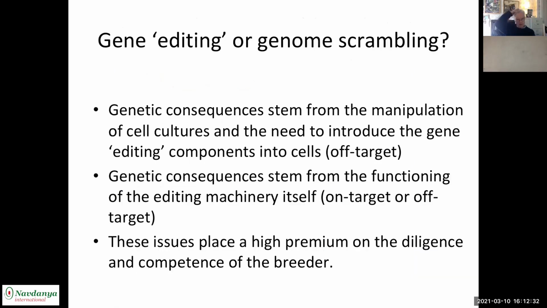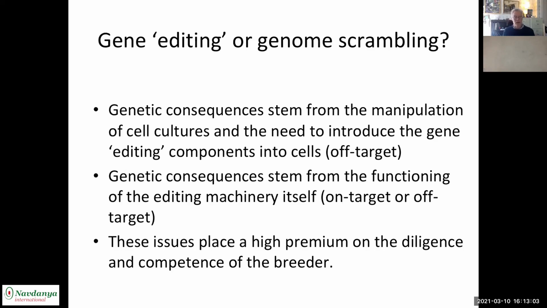So this is really a summary slide. We're just about at the end, Ruchi. What I want to say is that genetic consequences stem from the manipulation of cell cultures and the need to introduce the gene editing components into cells. So this is basically all the ancillary stuff that you need to do your editing in the first place. And the damage to the genome is essentially random. It's not going to occur at your edited site.